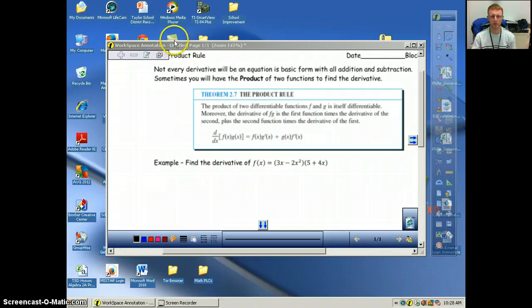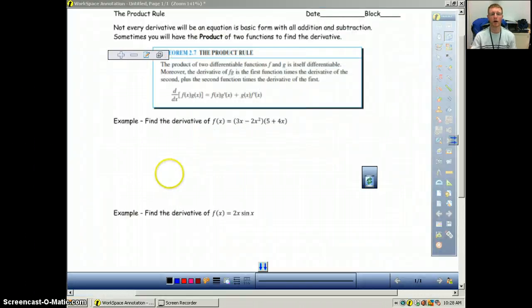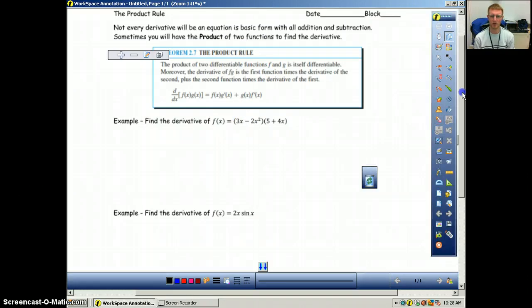Everything had to do with just doing the power rule. Now, what we're getting into is what happens when it's not just a simple power? What happens when we say multiply things together? Or what happens when we divide things? So the product rule is going to talk about how do we take the derivative of a function multiplied by another function. So it's just easier to get right into the example here.